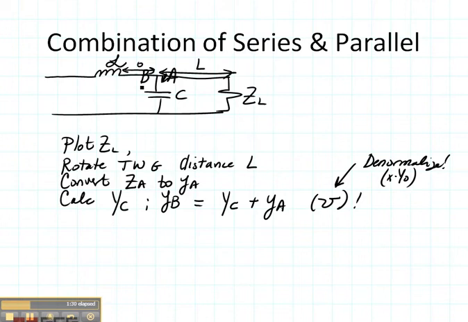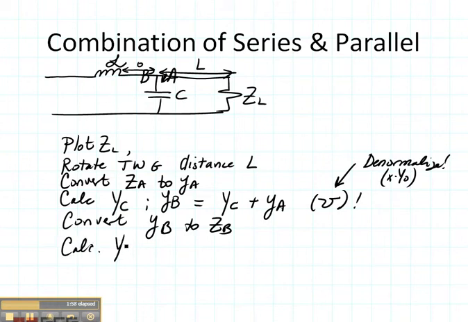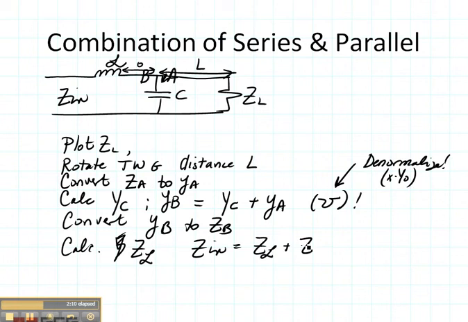Now that we've calculated point B, we have YB, but we need ZB because we're going to add it to another element in series. So convert YB to ZB by translating through the center of the Smith chart. Make sure that that is normalized when you put it on the Smith chart and that it's denormalized when you bring it off. And then calculate Z of the inductor, and our input, Zin, is going to be Z of the inductor plus ZB.